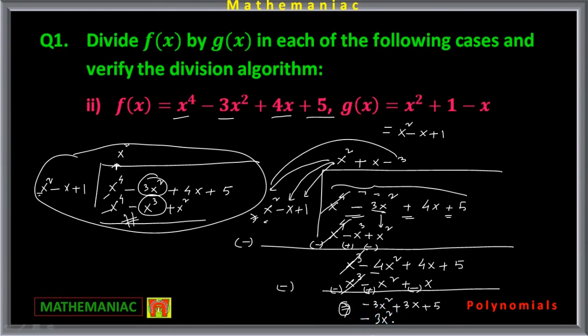Then minus 3 into minus x will give you plus 3x, and at last the numbers, if you multiply, is minus 3. So now all these terms will get cut, but what is left out numerically? It is 8. So ultimately, what will be your q(x)? Your q(x) is x square plus x minus 3, and r(x) is 8.